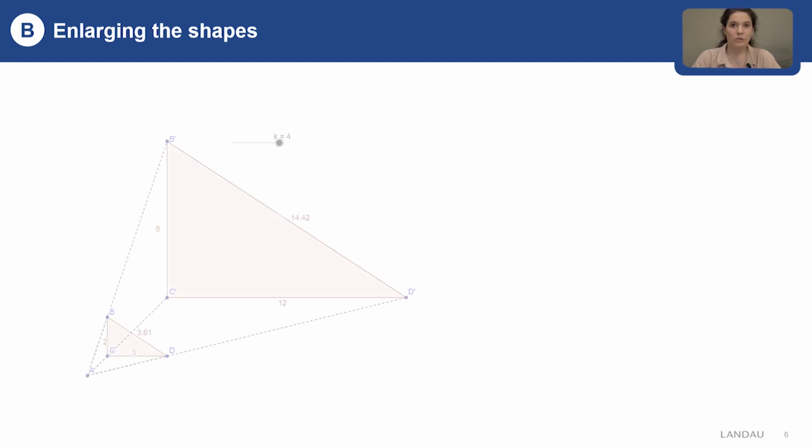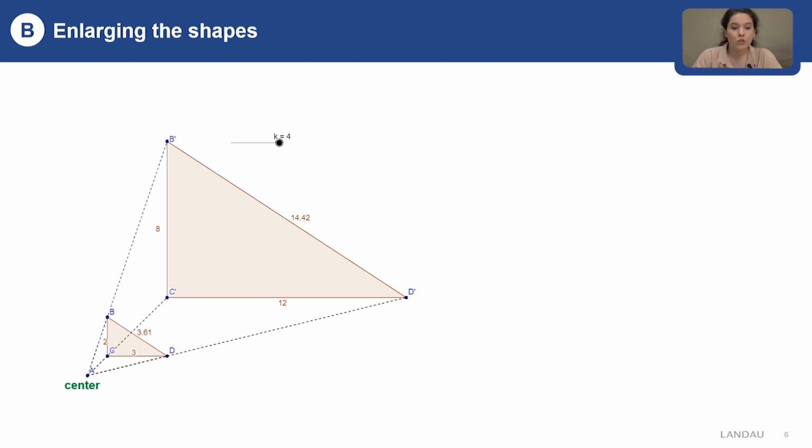Now on the screen you see a sample in order to understand the logic of the scale factor. Here we have an object and the image. We have center A and the object triangle C, B and D, and we have the image triangle C prime, B prime and D prime. In order to identify the scale factor, we said that we have to divide the length of the image by the length of the object.